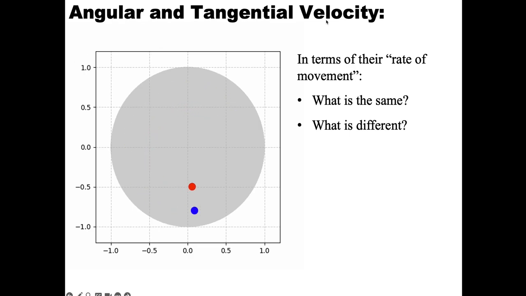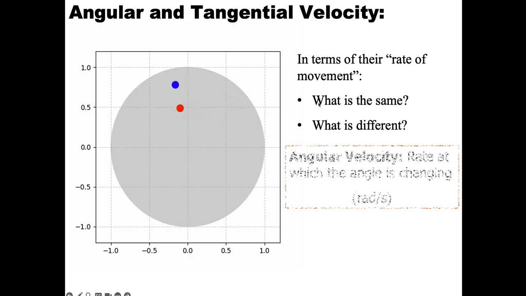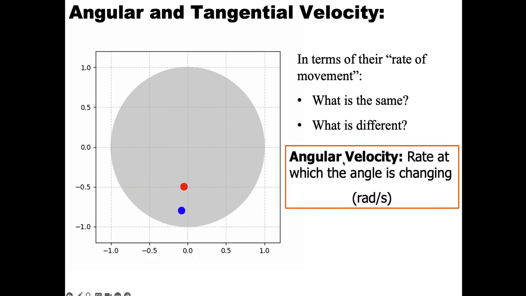Angular and tangential velocity. If we're talking about their rate of movement, what is the same and what is different? As you look at this, is the rate that the angle for red changes different than the rate that blue's angle changes? No, those are the same. So their angular velocities are the same. That's what we're going to call this: the rate at which the angle is changing. They're the same even though they have different radii. These two things have the same angular velocity.